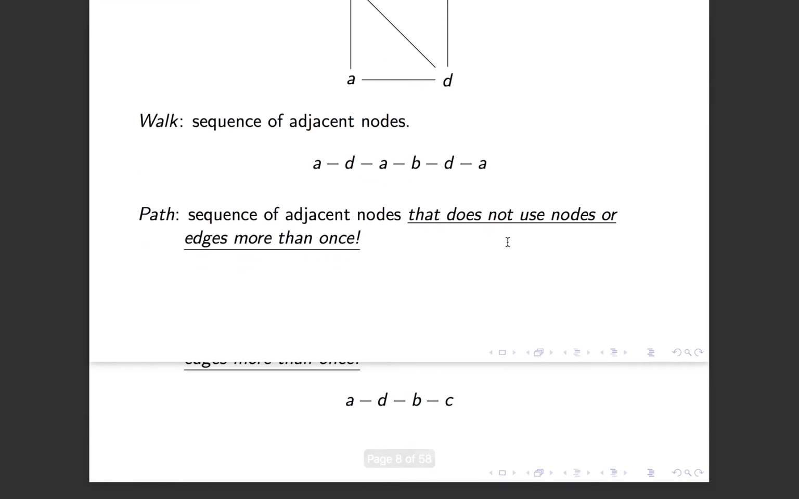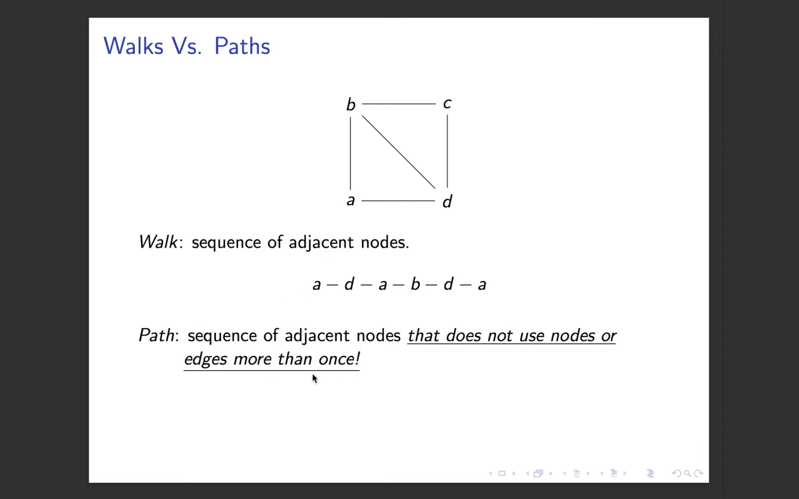Now we'll be interested in this video in working with paths. A path is also a sequence of adjacent nodes, but we have to make sure that we don't use nodes or edges more than once. Here's an example of a nice path. A can walk to D. Now we can't head backwards because we've already used that edge once. From D, we can move to B. We can't move backwards because, again, we've used that edge. And then B can move to C. So you'll notice in this sequence of adjacent nodes, we use each node and each edge exactly once. We will be focusing on paths today.